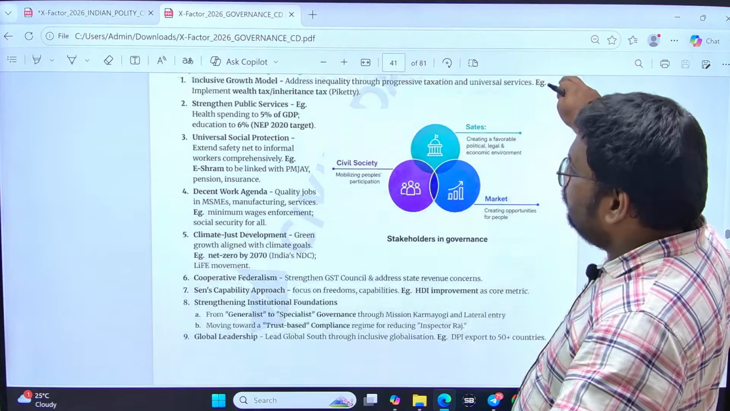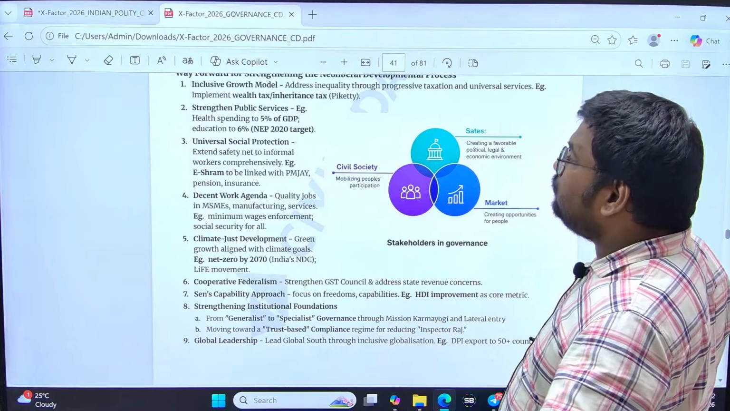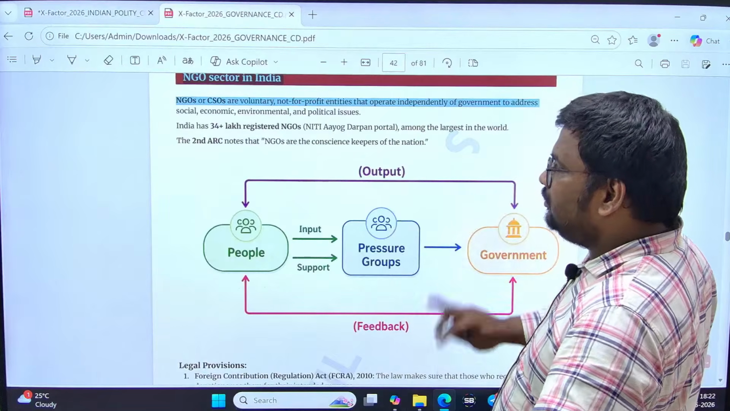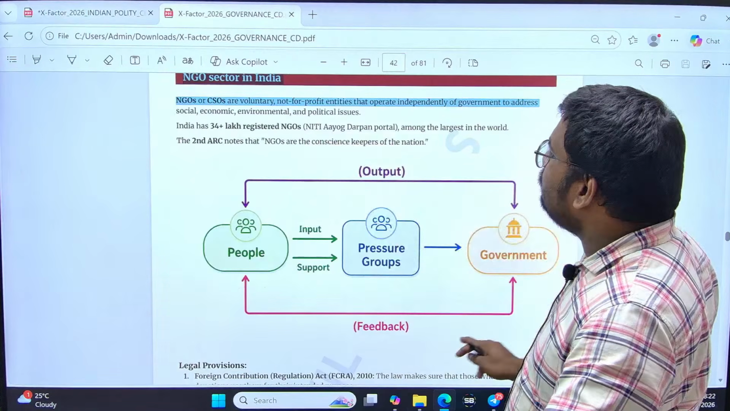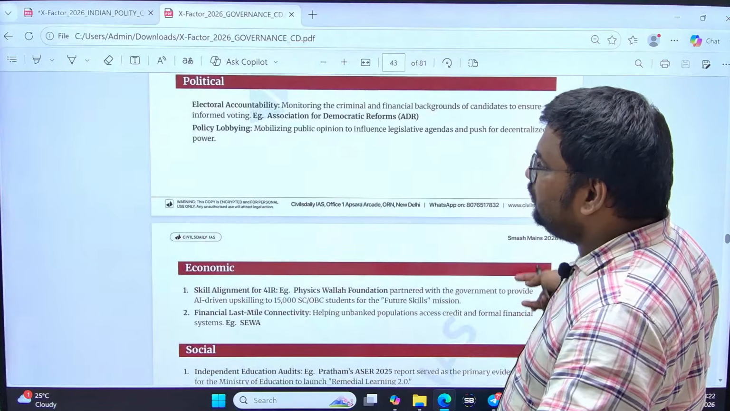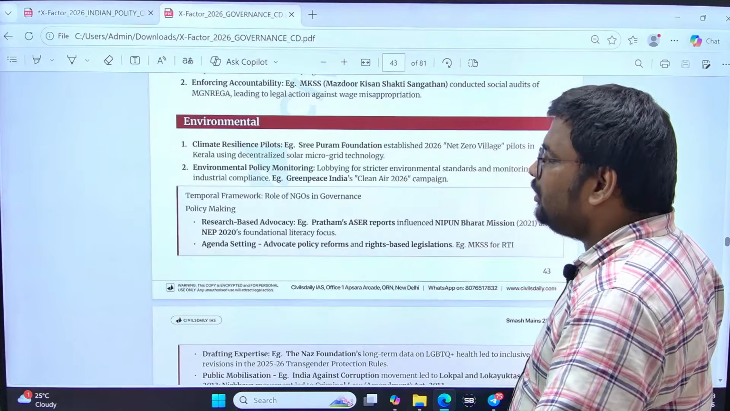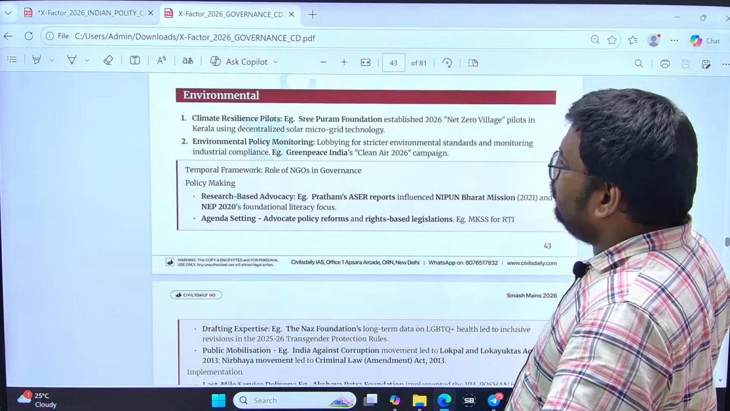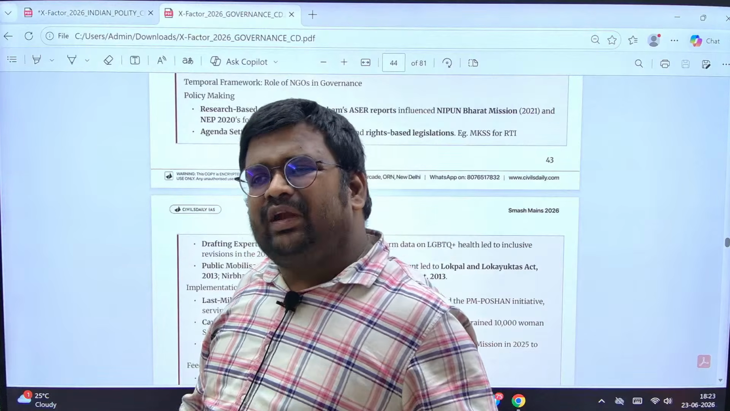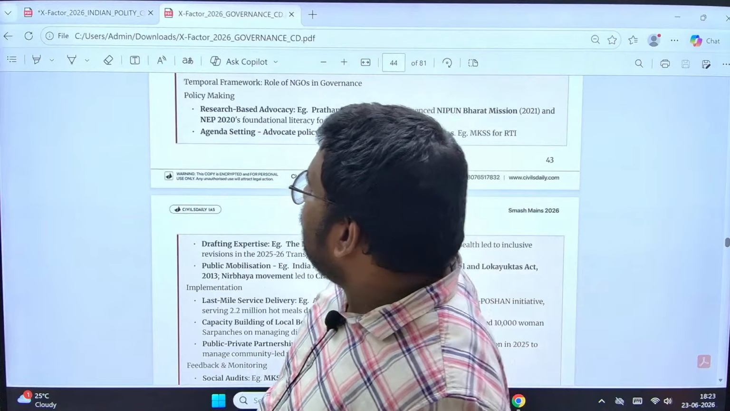Then way forward, along with the global best practices, scholar views, you also have the diagram, right. Then NGOs: again, apart from the data you have the diagram. And major issues, political, economic, social, technological, legal, environmental, again PESTLE, or the alternative is that you can use a temporal framework also. So we have covered even governance in a ready-made question answer format.